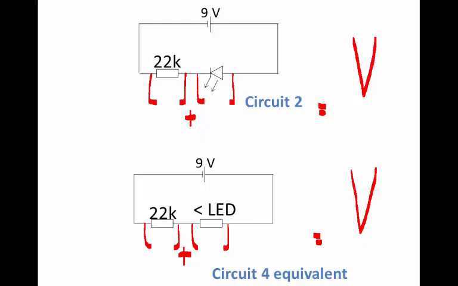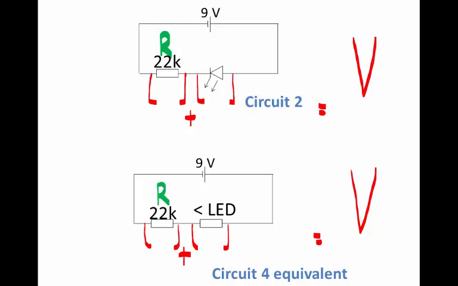So how is this potential going to be shared? In both cases, we have 9 volt that must be shared between two resistors. How is it going to be shared? The voltage is shared in the same ratio as the resistors' ratio. So here we have a 22K resistor, and here we also have a 22K resistor. So that is common between the two circuits.